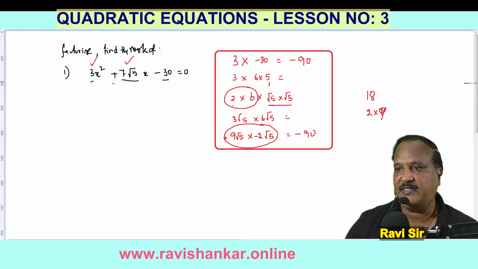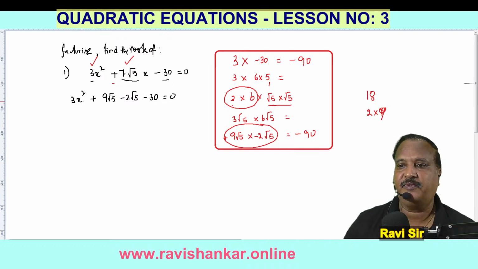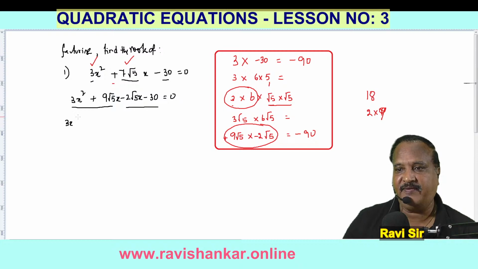So now I will split this 7 root 5 x into 9 root 5 x minus 2 root 5 x, minus 30 is equal to 0, and I will write 3x square also. This is the second step, successfully done. Now pair up the first two terms and the last two terms and take out the common factor. In this, 3 and 9 x, I forgot x, I'm sorry, x here and also x here. So I will pair up 3x, I will take common, x plus 3 root 5.